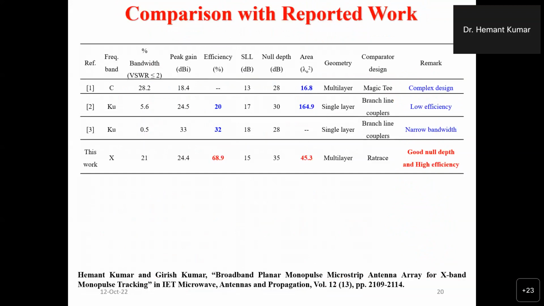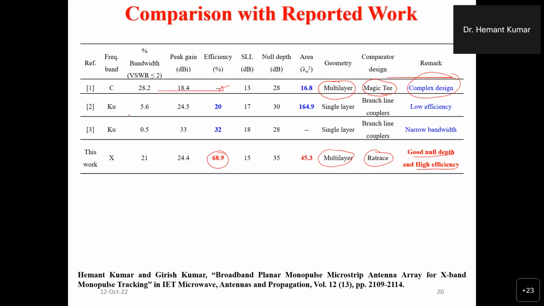This is just the comparison of our work with the reported work. If you see a few of the papers, the first one is multi-layer based, similar to our paper, but in that case they are using a comparator design using a magic T, a planar magic T. And in our case, we are using a rat race monopulse comparator. In our case, we are getting a good null depth and high efficiency. The efficiency of ours is approximately 68.9%. In the first paper, it was not given, but the main thing was they were using a magic T as a comparator, which was making the structure complex in design.